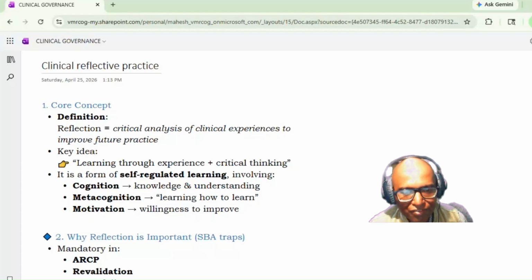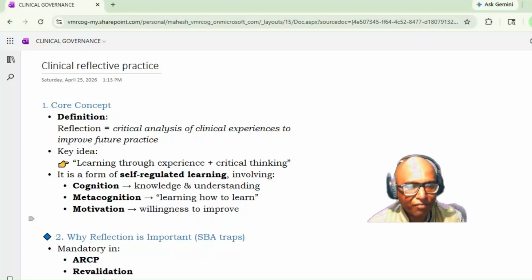So it is a form of self-learning, self-regulated learning, which involves cognition, metacognition, and motivation. Cognition involves knowledge and understanding of the particular event. Metacognition is learning how to learn, and third is motivation, that is willingness to improve. So these are the three things involved. We are critically analyzing one particular event, first from the knowledge and understanding point of view. But beyond that, you learn from that particular event, that is learning how to learn. And third is motivation: how will you improve on it? How will you work on it in the future? That is the motivation. These are the three components of reflection.